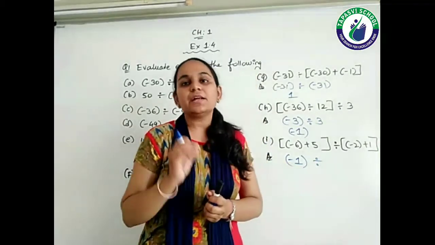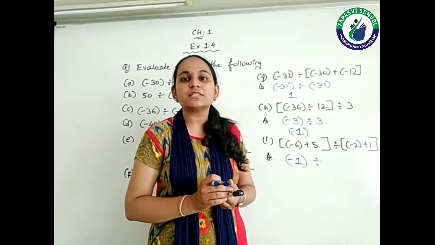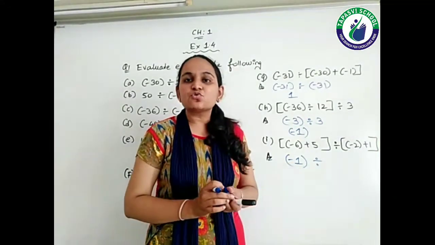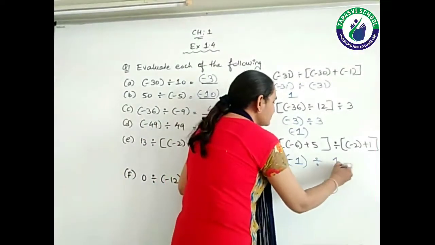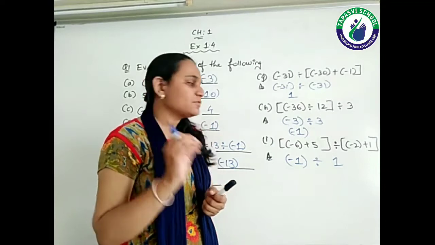2 is a negative number and 1 is a positive number, right, students? 2 is a negative number and 1 is a positive number. So first I will be subtracting, so 2 minus 1, it is 1. And 2 is greater, so I am going to give the sign of negative to this one.